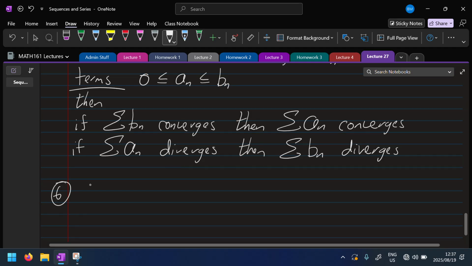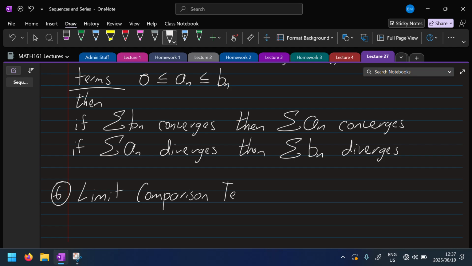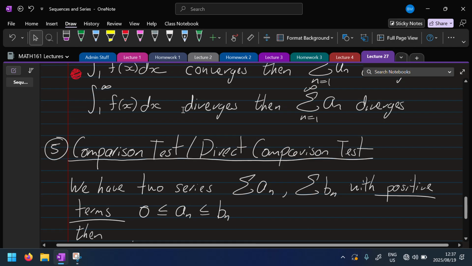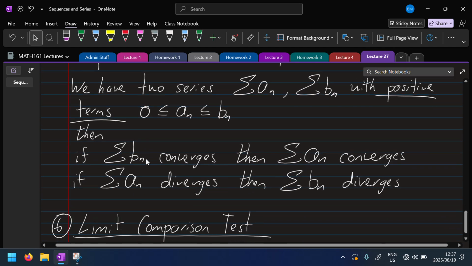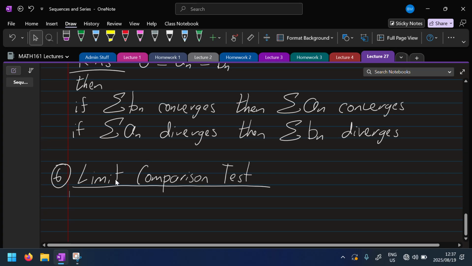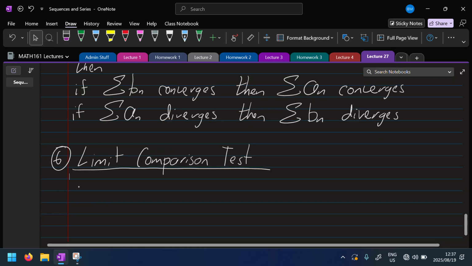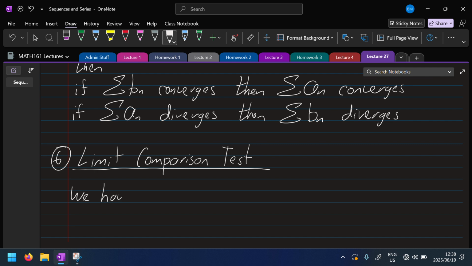Okay, number 6, the limit comparison test. Okay, also don't mix up these names. So here we have the comparison test. Here we have the limit comparison test. Okay, those are two different things. Again, we have two series, a_n and b_n, like before.